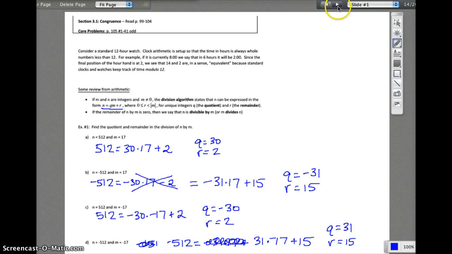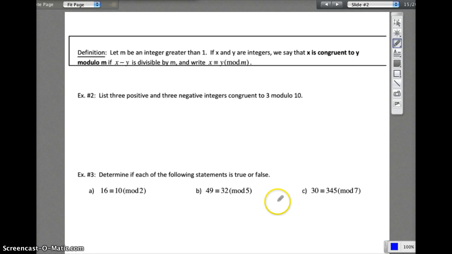So let's do some definitions to go with this. If m is an integer greater than 1, and x and y are integers, we say that x is congruent to y modulo m if x minus y is divisible by m. And this is the notation that we use. So x minus y is divisible by m.